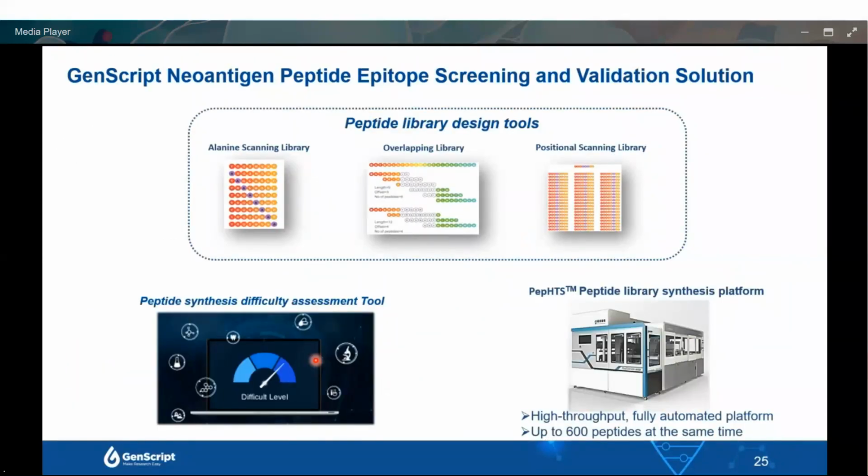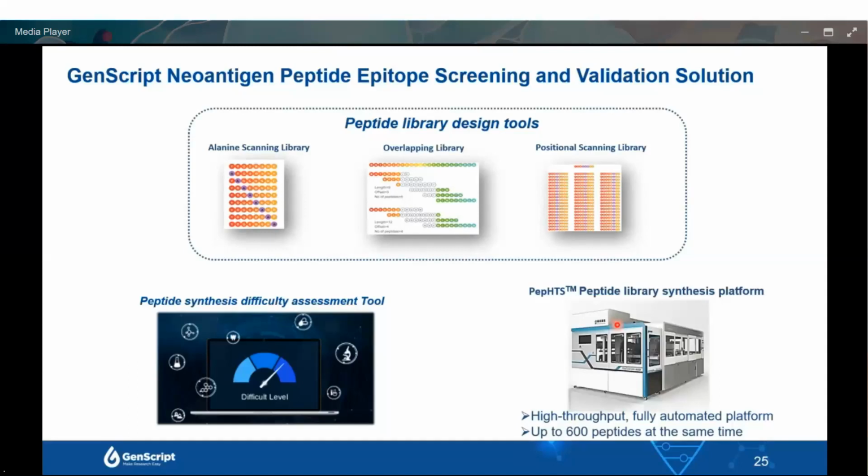And GenScript is providing you the total solutions for neoantigen peptide screening and validation. First, we have the peptide library design tools. There are different kinds of libraries, and there's an online design tool you can use to design your peptides. And there's another tool to assess the difficulty of the peptide synthesis.